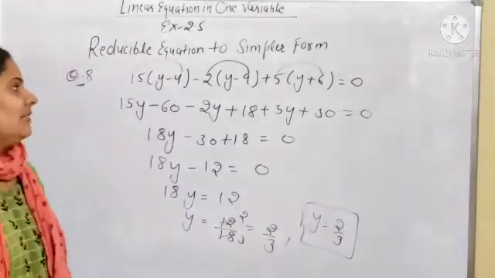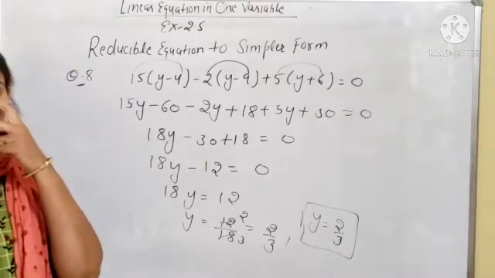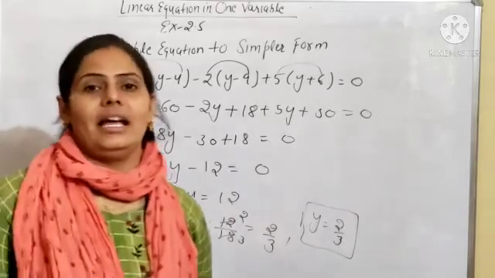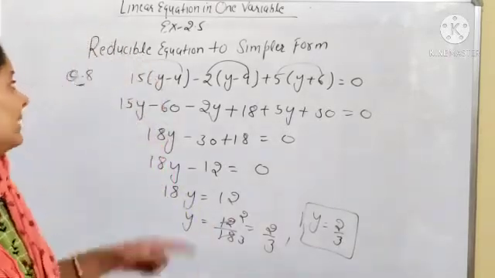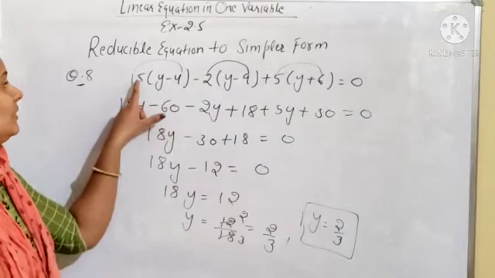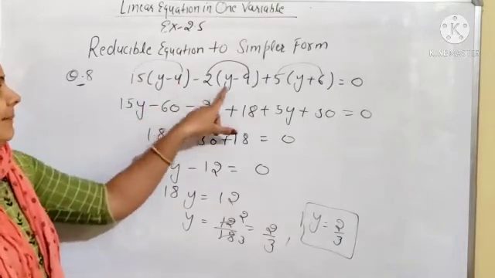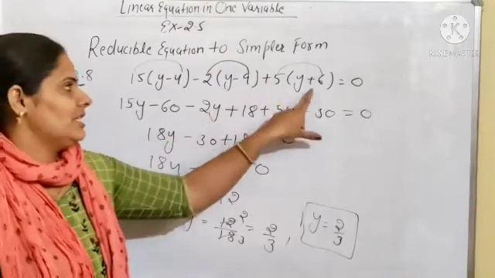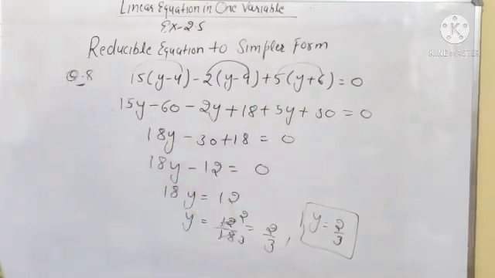Clear? So simply first what will you do in this type of question beta? First you will open the bracket, right? Question is given in the bracket. So using the help of distributive property, first you will open the bracket. So 15 into y, 15y minus 15 into 4, 60, minus 2y, minus minus plus 2 9s are 18, plus 5y plus 5 6s are 30 is equal to 0.